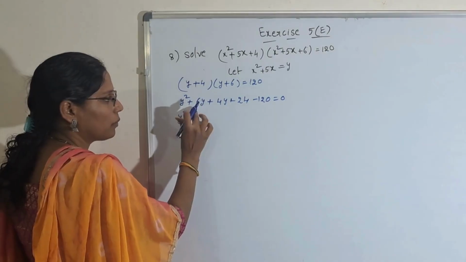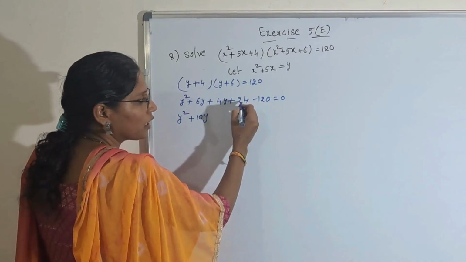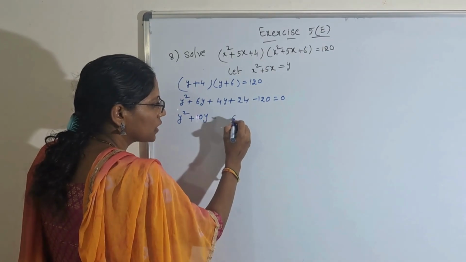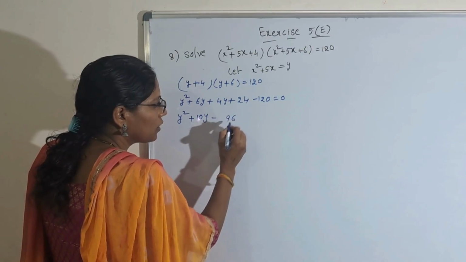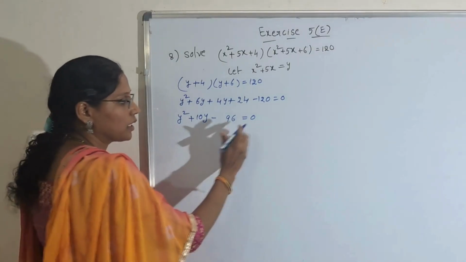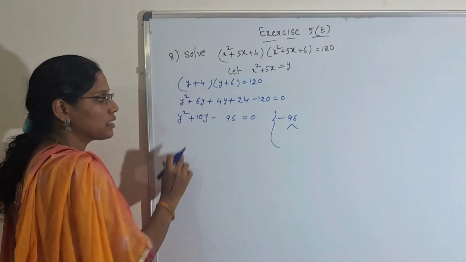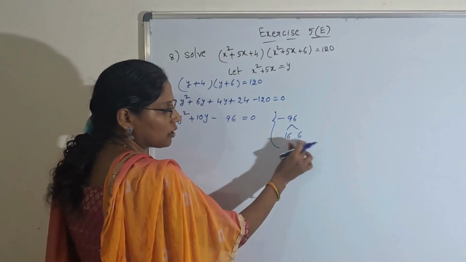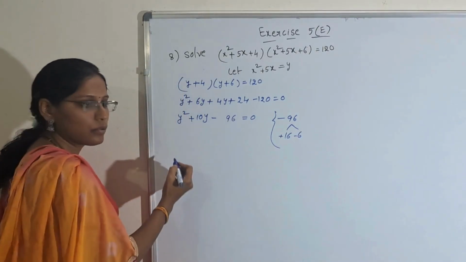Here y square plus 10y. Here 120 minus 24, minus 96 it will come. Here factorization method, minus 96. Product is minus 96. Sum is plus 10. So 16 6s 96 and plus 10. So plus 16 minus 6 we have to take.